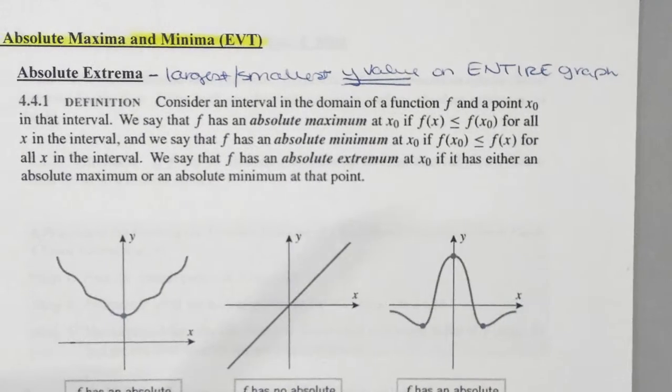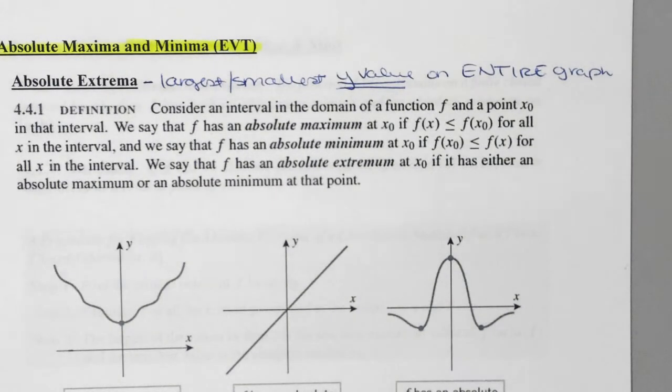So if you think about it, if I'm asking you what's the highest and what's the lowest, we're going from top to bottom or bottom to top. Those are all y values. So you have to give the y value. If you give me an x value, you're not giving me the absolute max or the absolute min.